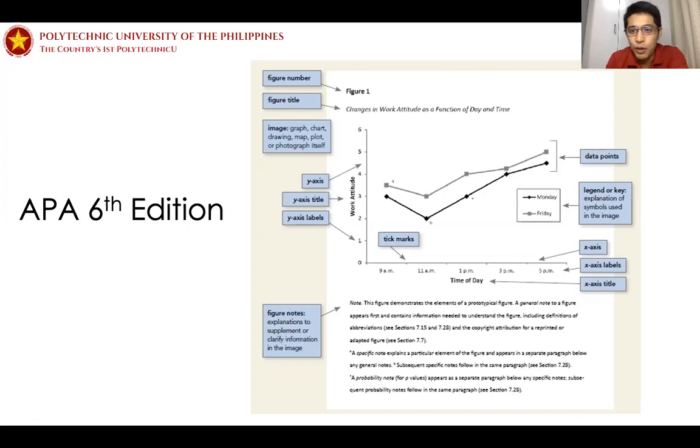As we can observe, the figure number is in bold, and then there is a space between the figure number and its title. And the discussion can be found immediately right after the figure. This is the APA 6th edition format for figures.